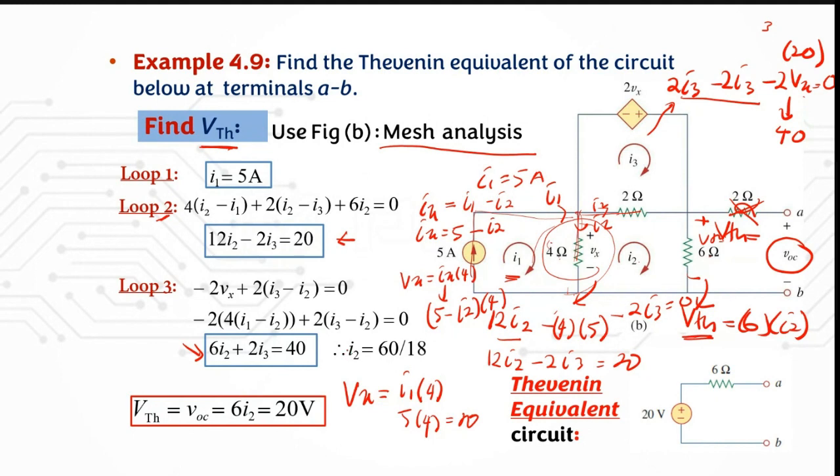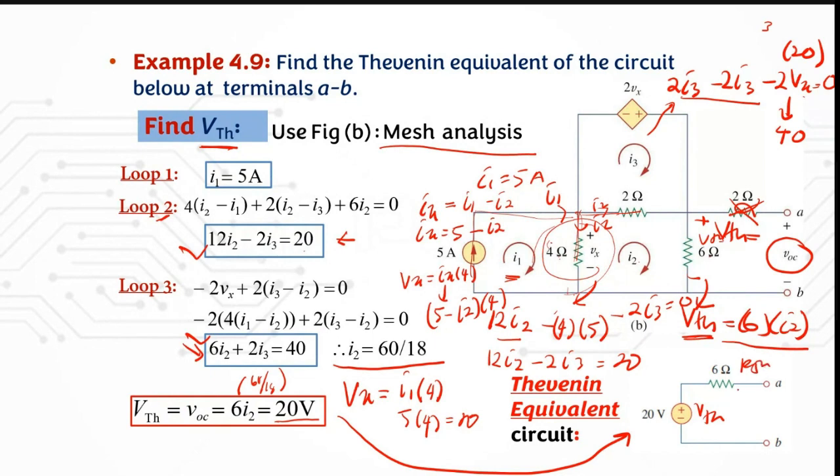Then when you solve for these two equations, the equations from loop 2 and loop 3, you can get I2 is equal to 60 over 80. So now you already have your value for I2. You know that your VTH is 6 times I2, so 6 times 60 over 80, and then you get your VTH equal to 20 volts. Your equivalent circuit is this VTH, and this is your RTH.